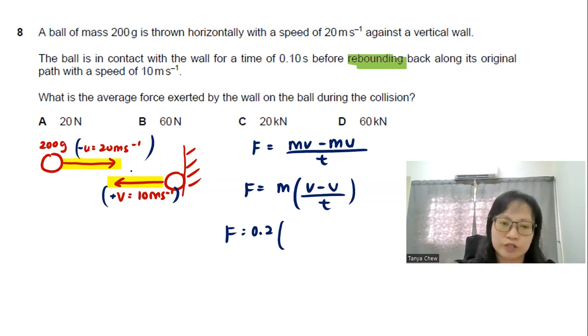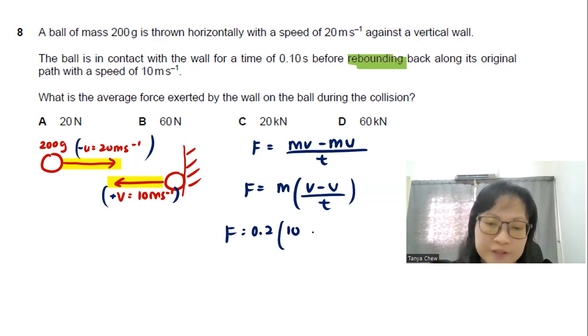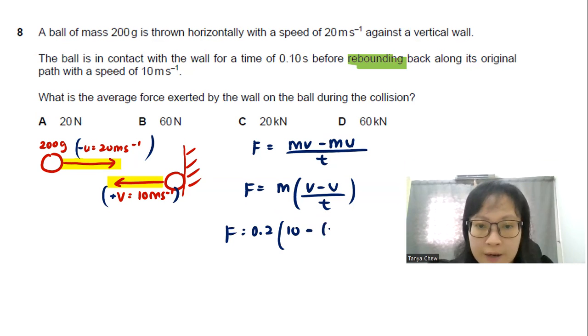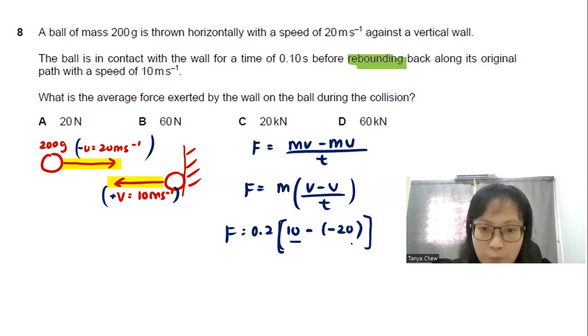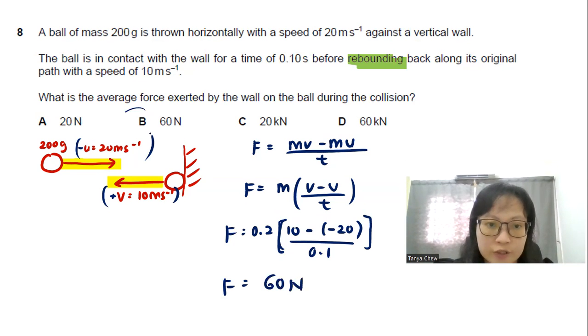The final velocity will take positive direction, which is 10 meters per second. Minus is the difference between the two velocities, negative 20. I put negative 20 because the initial velocity is opposite to the direction of the final velocity. And divided by the time taken, which is 0.1. My answer is 60 Newton exactly. So the answer is B.